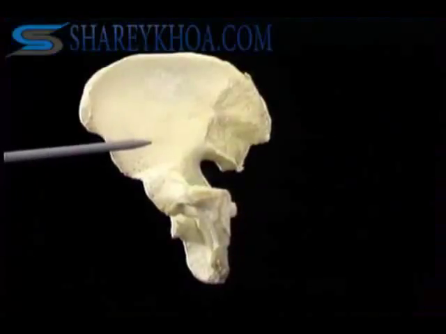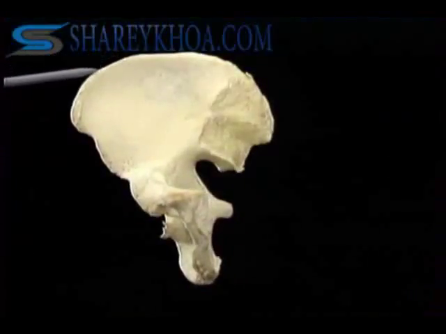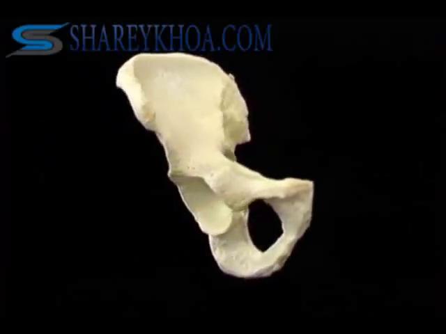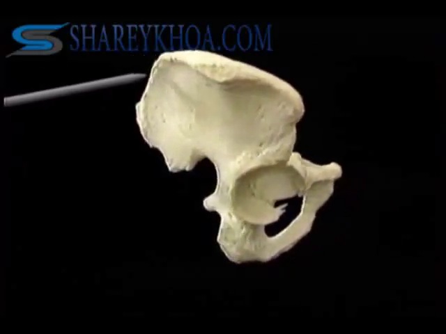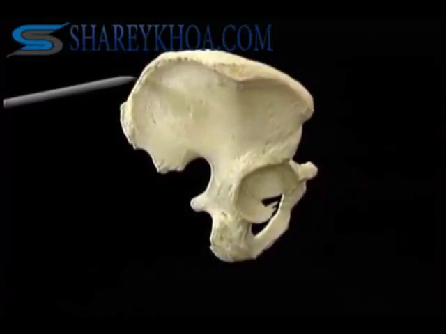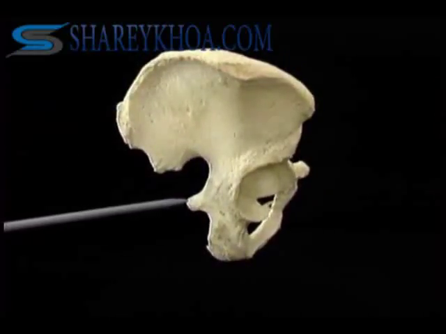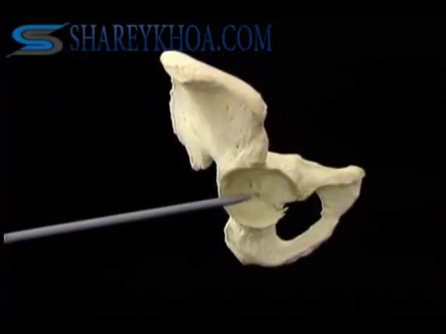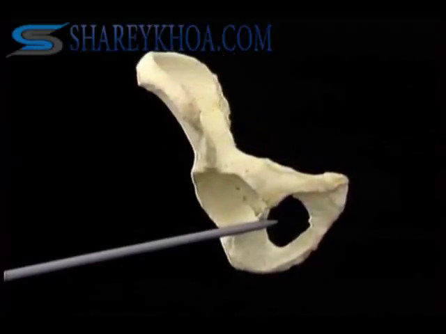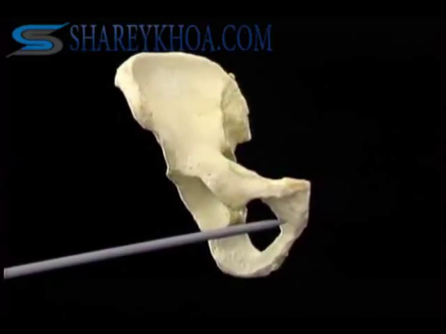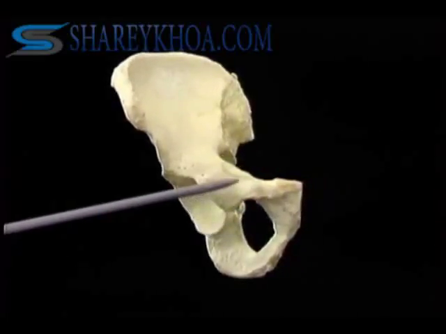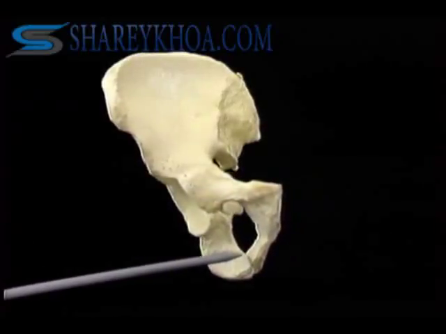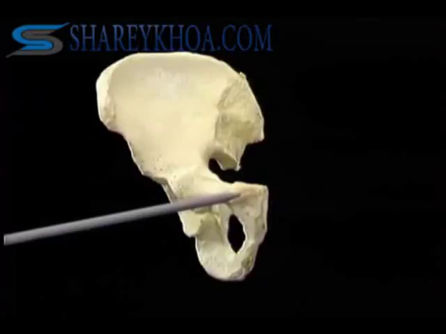Here's the wing of the ilium, the iliac crest, the anterior superior iliac spine, the posterior superior iliac spine, the ischial spine, the ischial tuberosity, the acetabulum, the obturator foramen, the body of the pubis, the superior pubic ramus, the ischiopubic ramus, and the pubic tubercle.